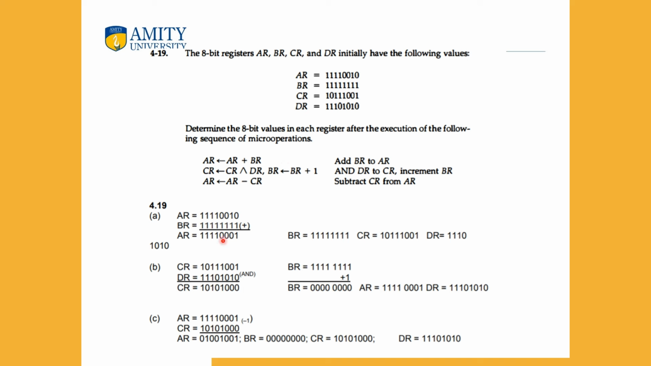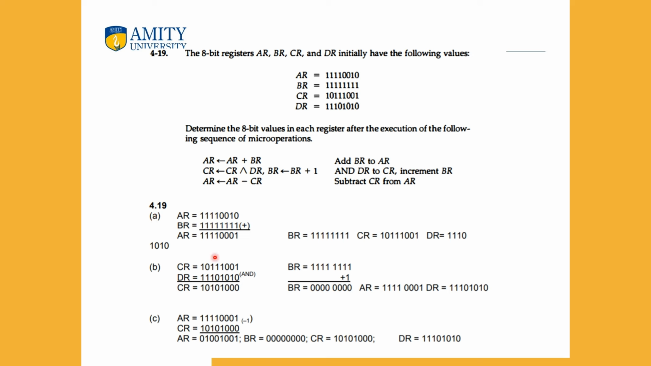So we are going to perform each step, and at each instruction we are going to show the values of all the registers. So first we're going to add BR to AR, simple addition, fine, we'll get the AR value, and BR, CR, DR are going to remain the same, there is no change to them, only AR is changed.